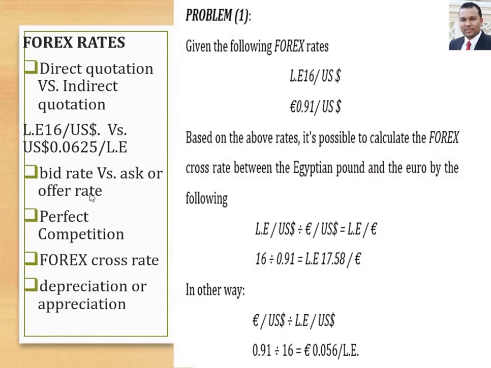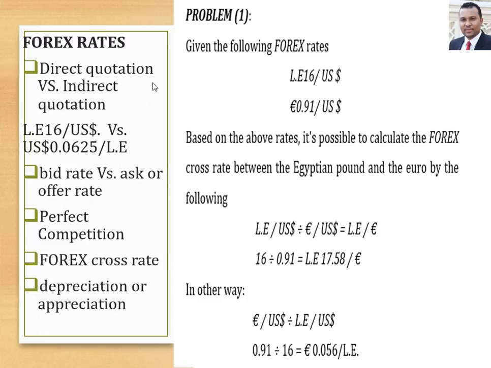Forex rates. The next topic, we talk about Forex rate. In Forex rate, number one, direct quotation versus indirect quotation. For example, 16 Egyptian pound per US dollar. This is direct quotation in Egypt.